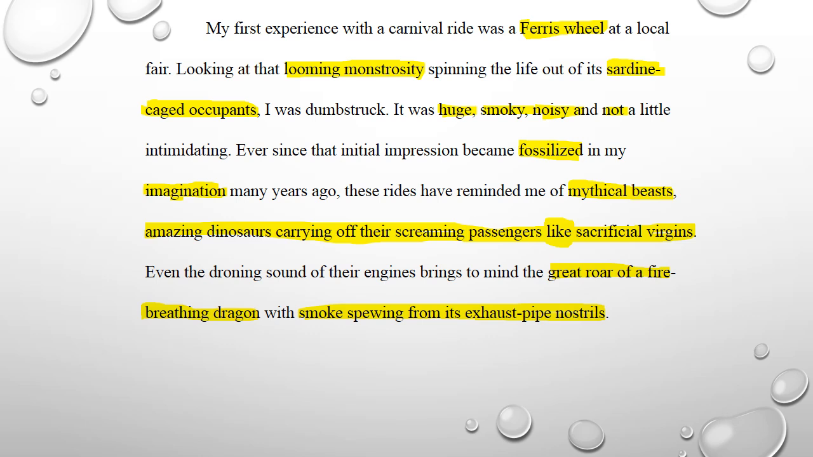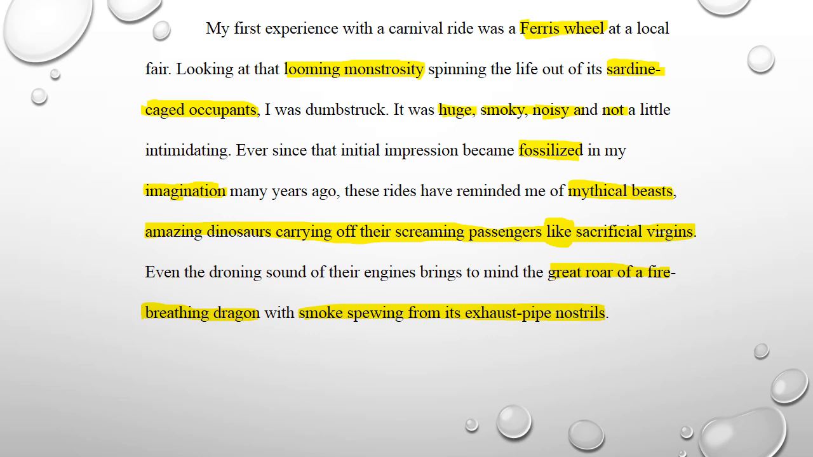Sardines are packed very tightly in this little small can. So if you can imagine people being packed like sardines in a cage in this looming monstrosity, it actually sounds like something out of The Matrix or one of those scary movies, rather than a Ferris wheel. But then he says it was huge, smoky, noisy, and not a little intimidating. Not a little intimidating, right?